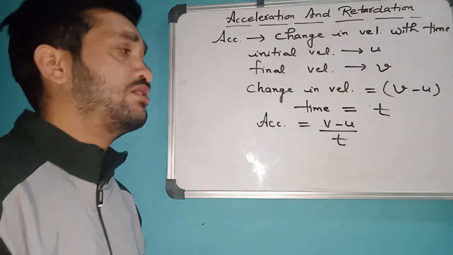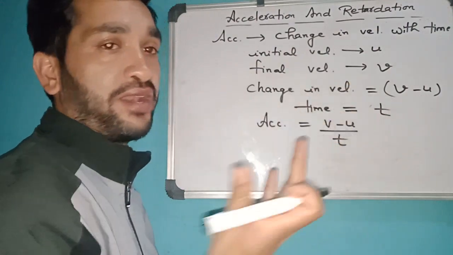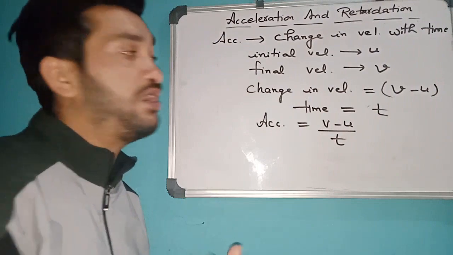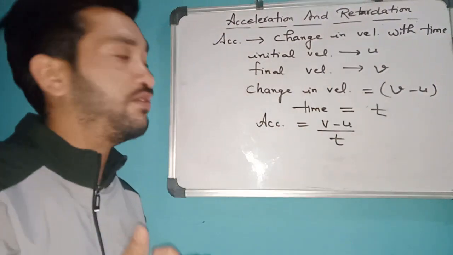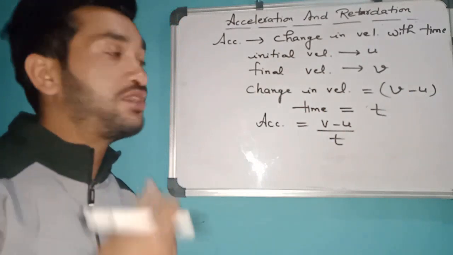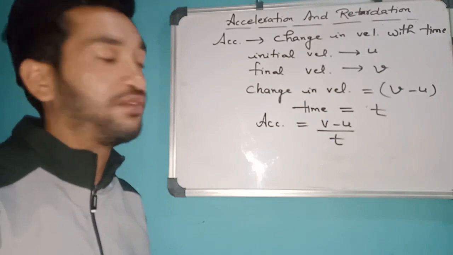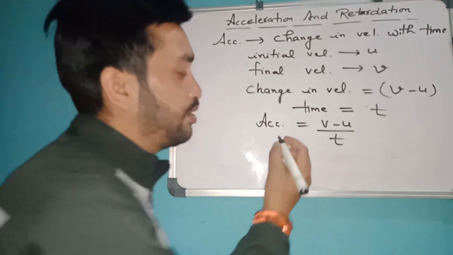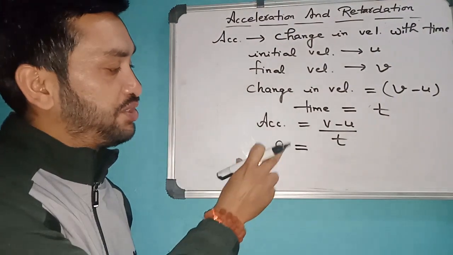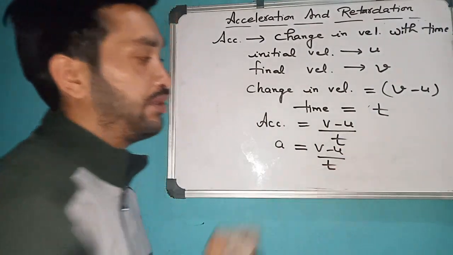Then we will write the units later on. We will derive the units later on. So time is taken as t. These are the variables that we are taking, and change in velocity, final minus initial, assuming that final velocity was greater than initial velocity. So v minus u and t. And now let us take a letter for acceleration also, which is normally taken as a. So a equals v minus u upon t.